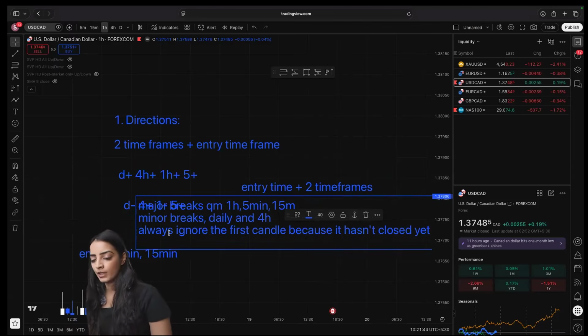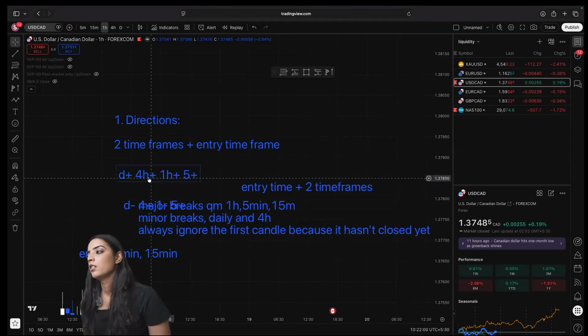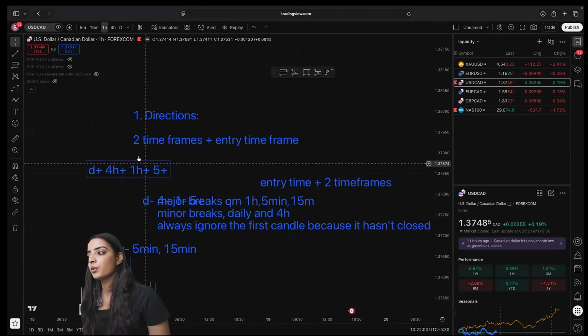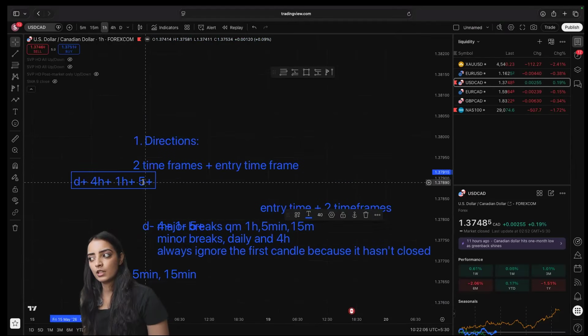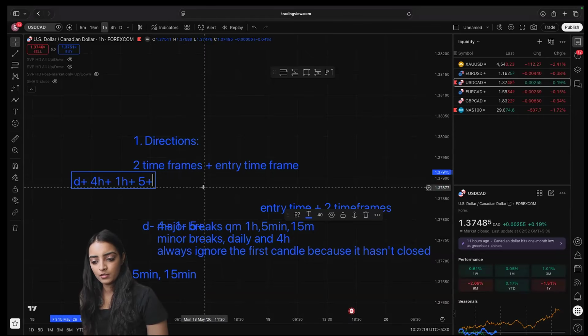I have a doubt. For the major breaks, do we look for all three time frames or only one? For the major breaks, we'll be looking for all three time frames. I just told you, for 1-hour, 5-minute and 15-minute, you need major breaks. So for entry, though, you will need 5 or 15. Okay, got it.